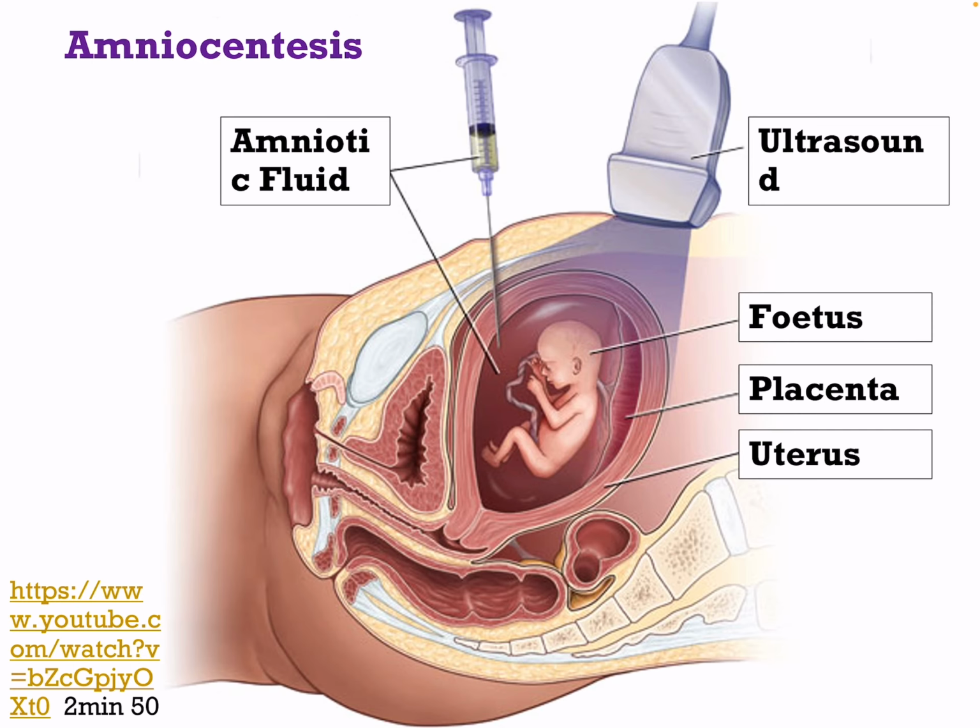So this diagram shows the procedure for an amniocentesis. So it's carried out under ultrasound, and a needle is inserted through the abdomen into the amniotic sac, to withdraw a sample of the amniotic fluid. If you click on the link down in the bottom left hand corner, you will be able to watch a clip showing an amniocentesis.